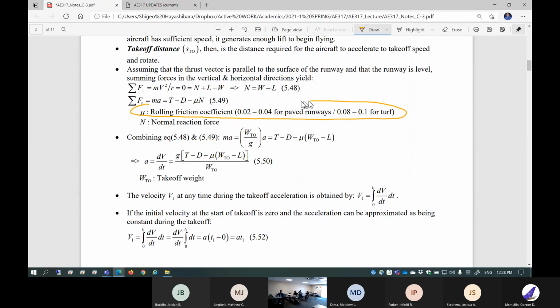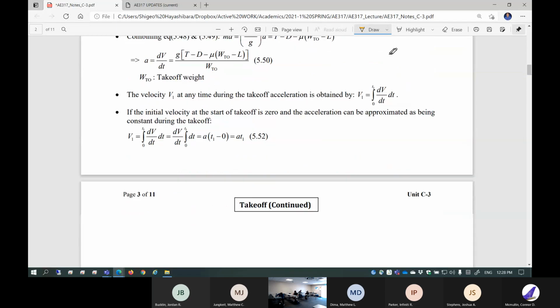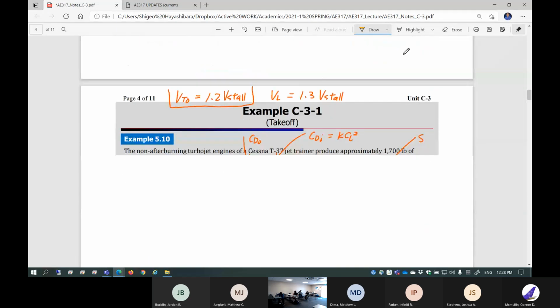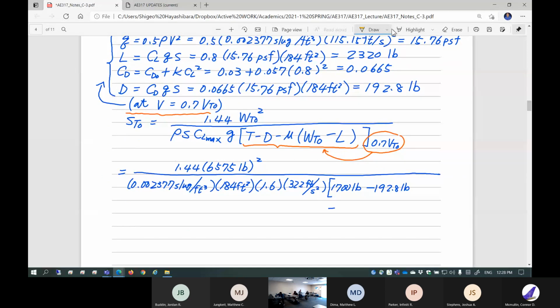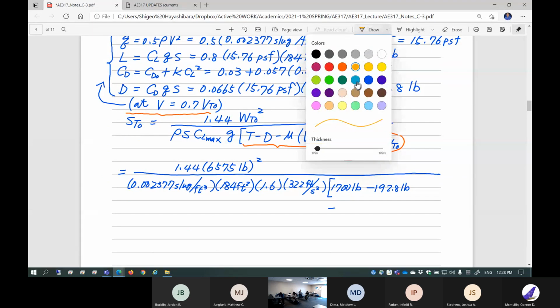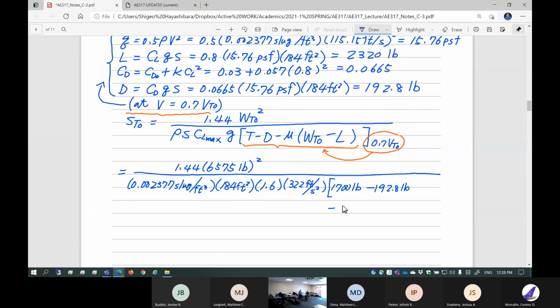There it is. So 0.02 to 0.04 for paved runways, 0.08 to 0.1 for turf. This is a paved runway, and let's just take the average value, 0.03. Okay, let's just take that mu, 0.03. So this is a paved runway average value. 0.03 is a mu.